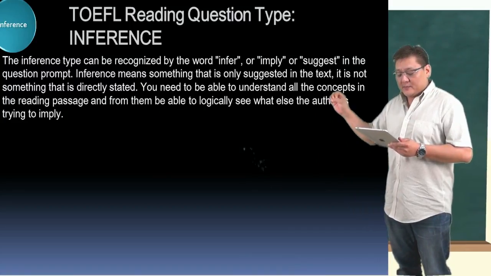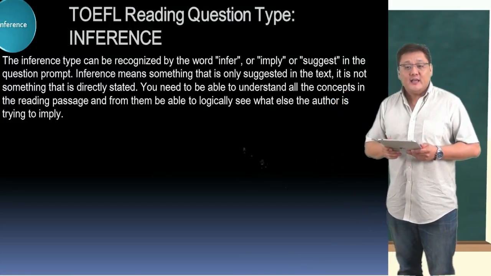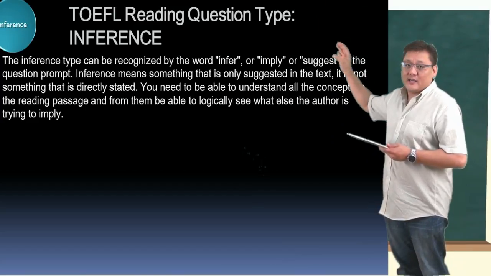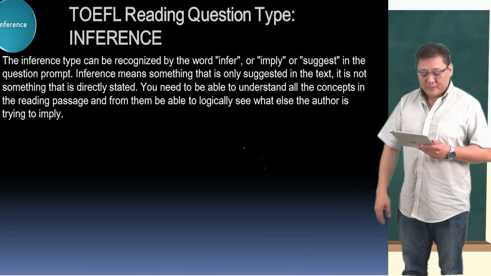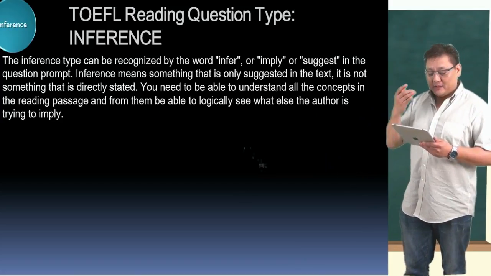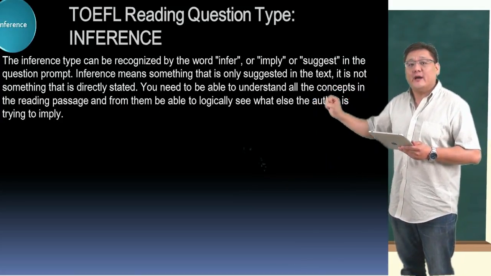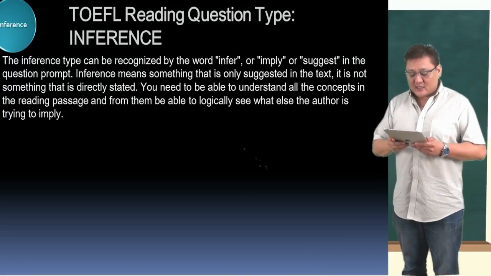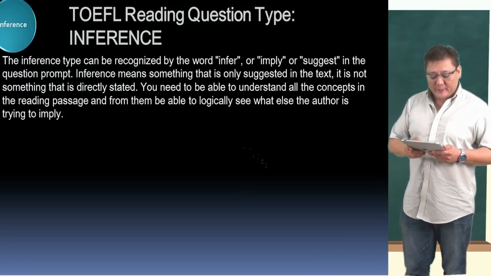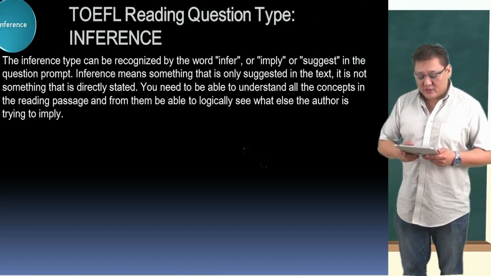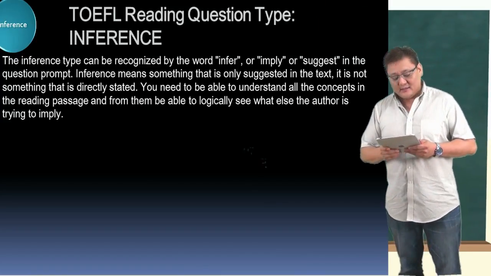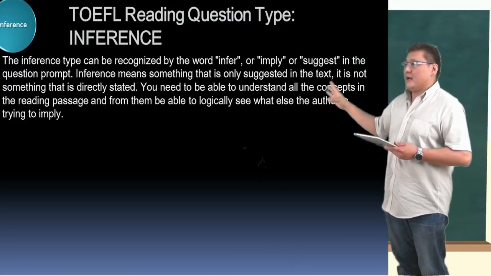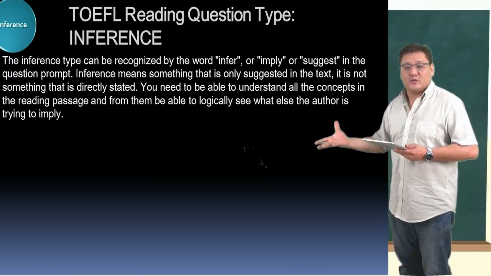Okay? Infer means something that is only suggested in the text. It is not something that is directly stated. That means 그 안에 정확히 써 있지가 않다는 거야. Okay? 제일 짜증나지? 되게 답답할 거야. 근데 이 문장 갖다 풀 수 있으면 거의 다른 뭐 factual인가 뭐 detail 같은 거 되게 쉽게 해. You need to be able to understand the concept in the reading passage, and from them be able to logically see what else the author is trying to imply. So what happens is 간단하게 해서 author가 conclusion을 했다가 어떤 의미를 얘기했어.